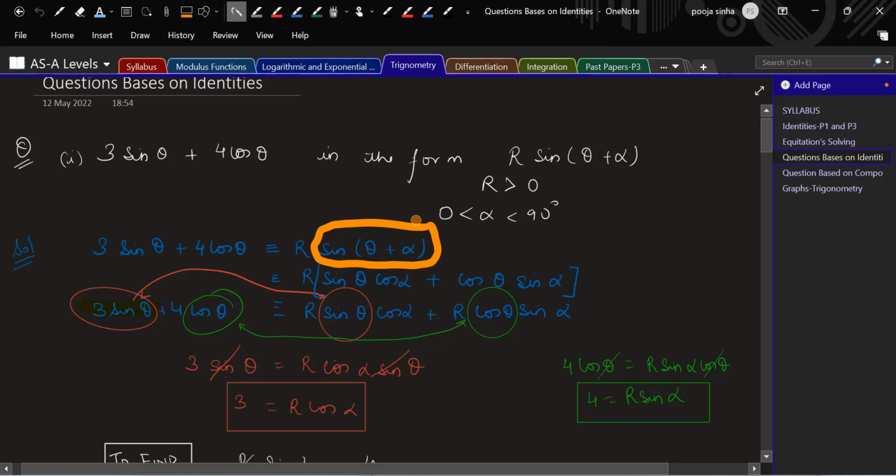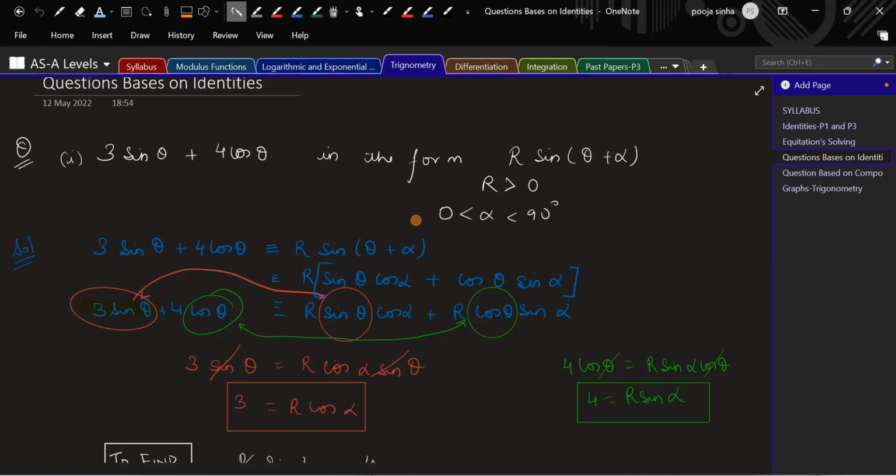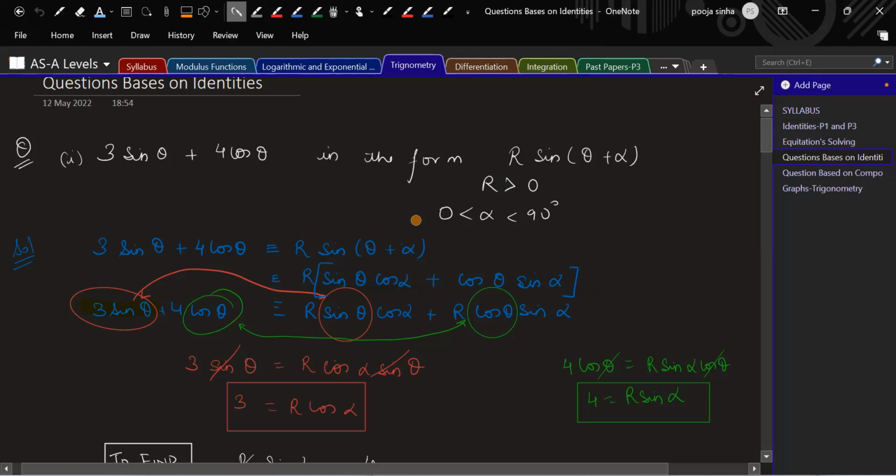Can you tell me? Sin A plus B. And can you tell me how it is on the right hand side? Sin A cos B plus cos A sin B. Okay, so let's open it. Sin A cos B plus cos A sin B, and there's a plus sign in between because there's a plus sign here. Right? Thus A और B की जगह theta and alpha आ गया. Theta and alpha, correct? Yeah.